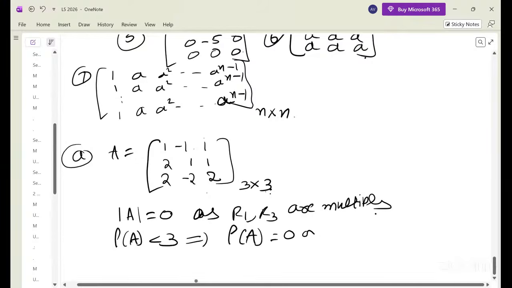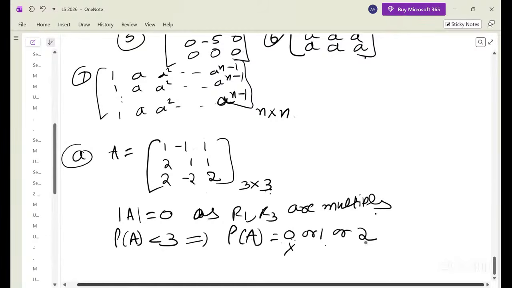0, 1, 2. These are the possibilities. When is it 0? When everything is 0 only, rank is 0. So this is not possible. At least one non-zero element is there, rank cannot be 0. Rank is 0 only when everything is 0. So it is either 1 or 2.